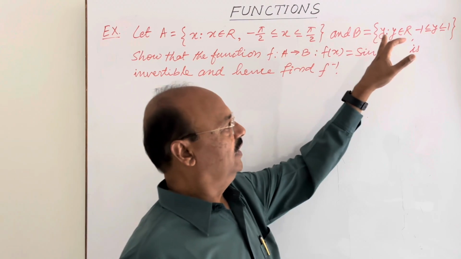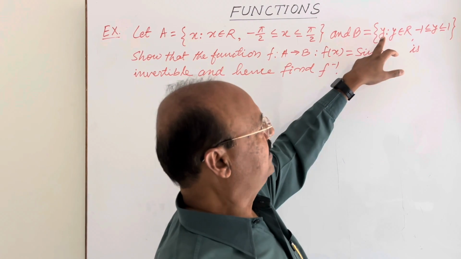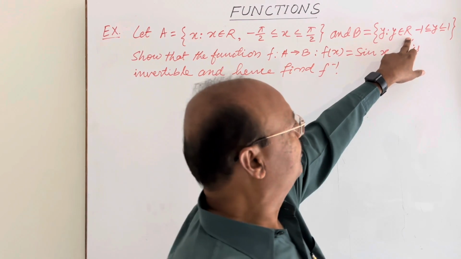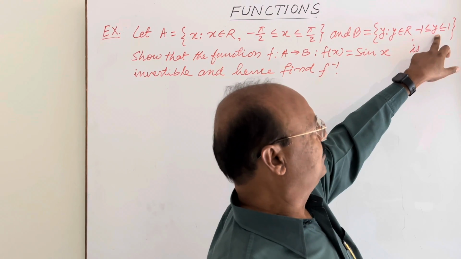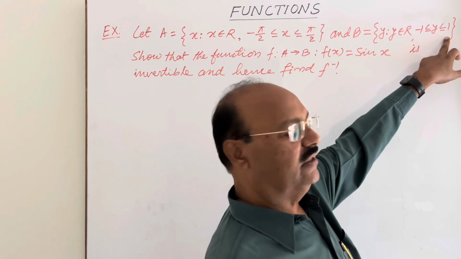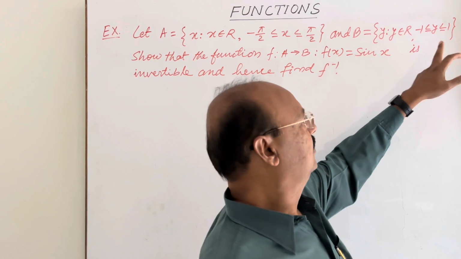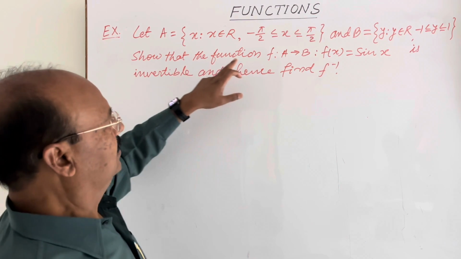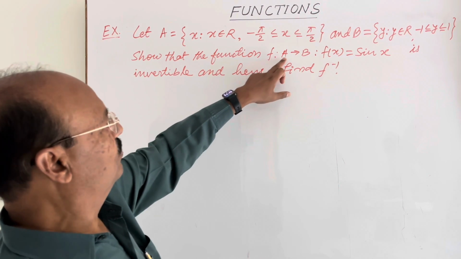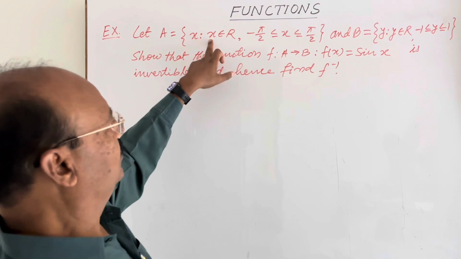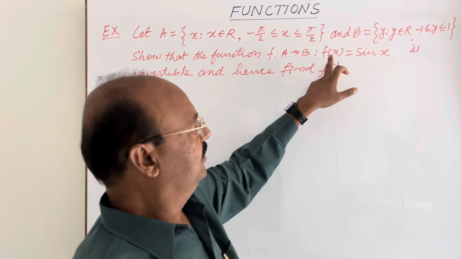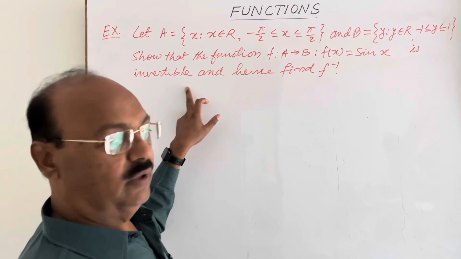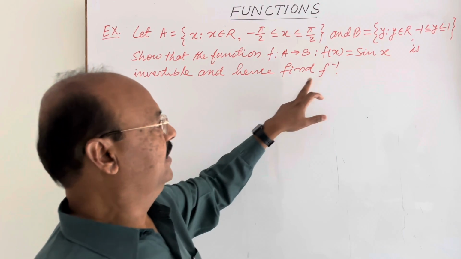And B is also a set defined as an element y such that y belongs to the set of real numbers and y lies between minus 1 and 1. This is also a closed interval from minus 1 to 1. We have to show that the function f defined from set A to set B, defined as f(x) is equal to sin x, is invertible, and hence find f inverse.